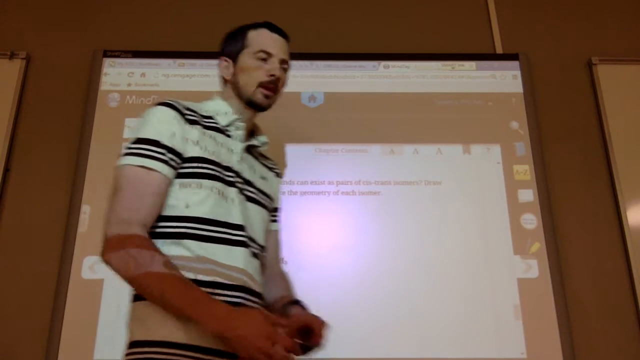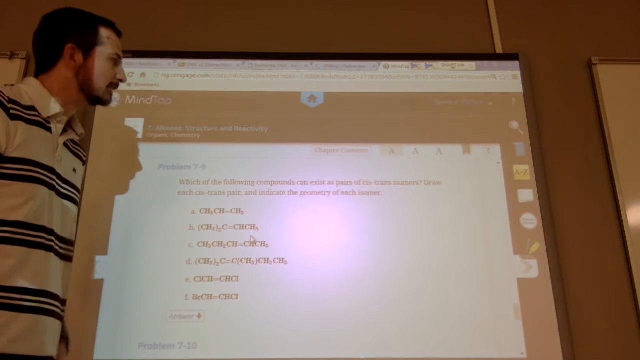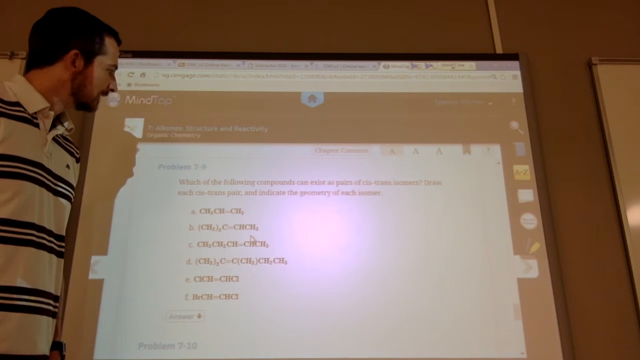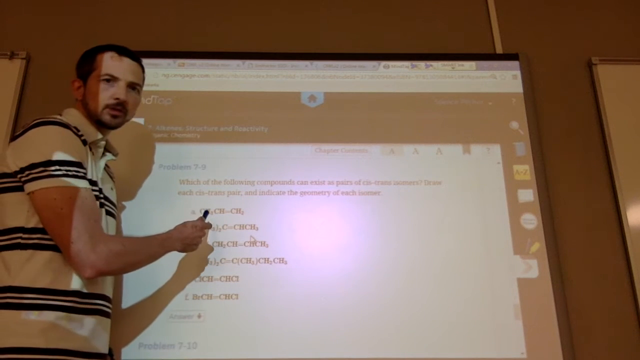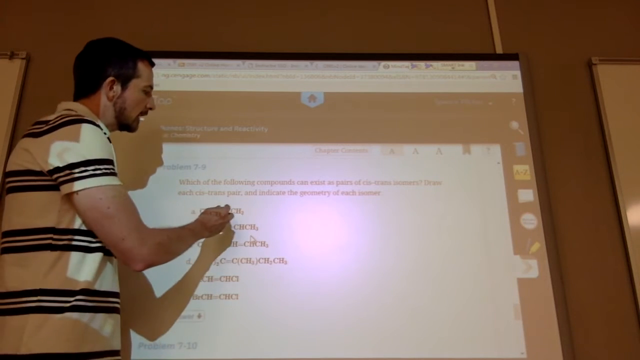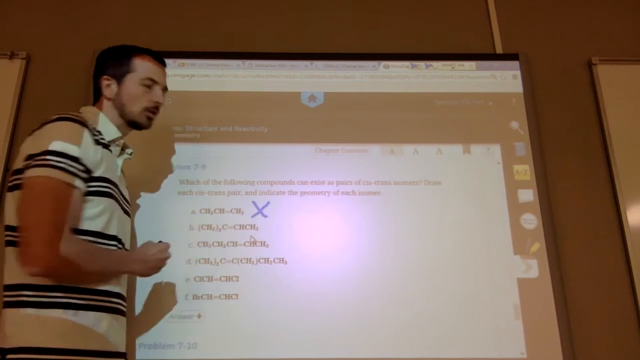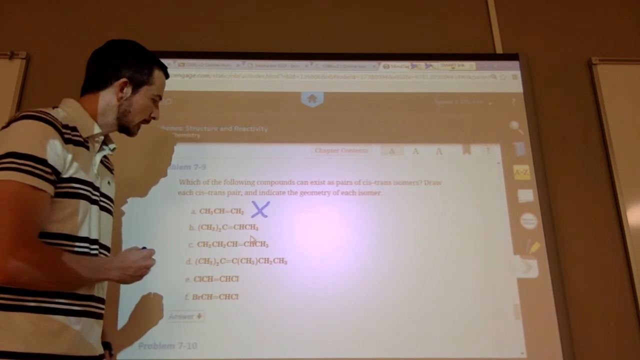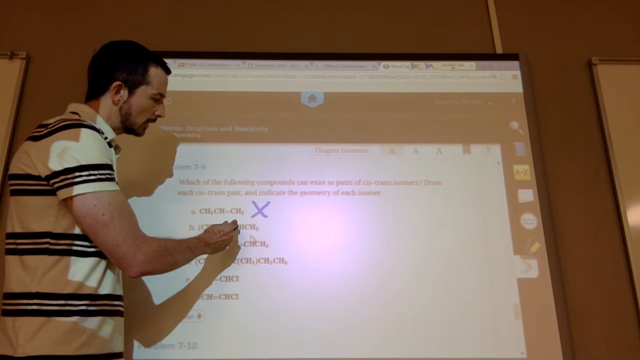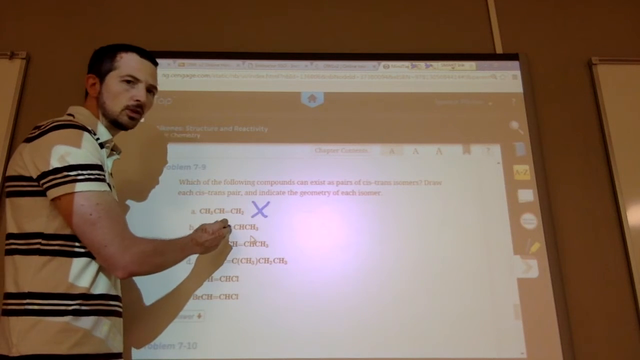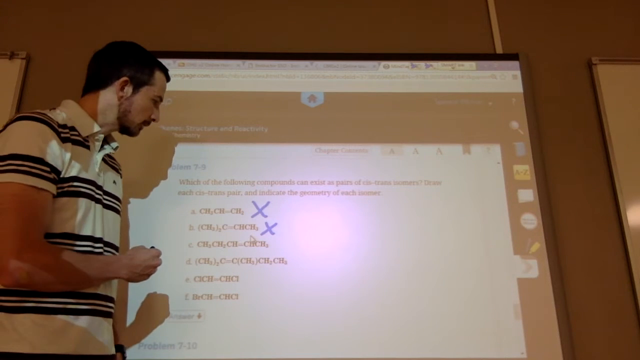So if we look at this problem, this is 7.7-9. It says, which of the following compounds can exist as a pair of cis-trans isomers? Draw each cis-trans pair and indicate the geometry of each isomer. If I look at the first one, it says CH3CH=CH2. I have two hydrogens on one side, so that one cannot exist as cis and trans. If I look at the next one, (CH3)2C=CHCH3, again, two methyl groups attached to that carbon. No cis-trans isomerism possible.